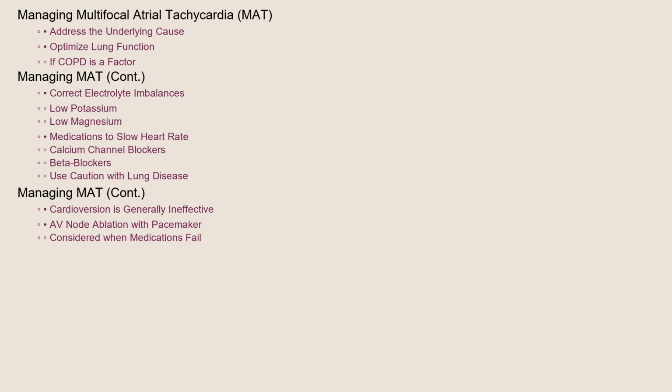Managing MAT focuses on addressing the underlying cause. If COPD is a factor, optimizing lung function is essential. Correcting electrolyte imbalances, such as low potassium or magnesium, is also crucial. In some cases, medications like calcium channel blockers or beta blockers may be used to slow the heart rate. However, they may need to be used cautiously, especially in patients with lung disease.